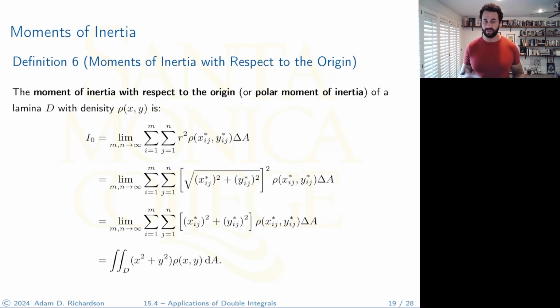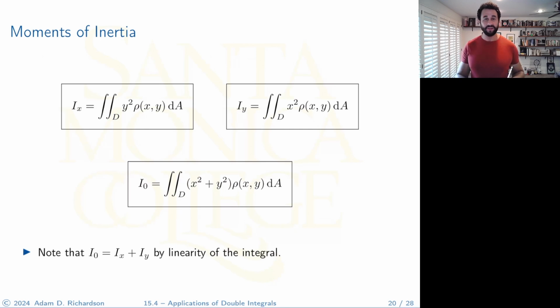Take the limit as m and n go to infinity, and you get the actual double integral for the second moment, I'm sorry, the moment of inertia with respect to the polar, the origin. My gosh, mixing up all of these things. There you go. All right. Here's all three of them.